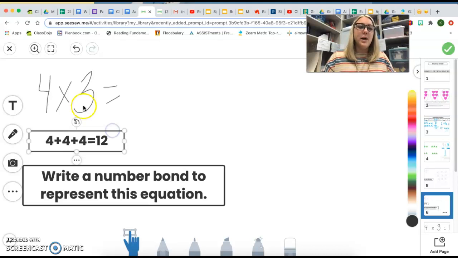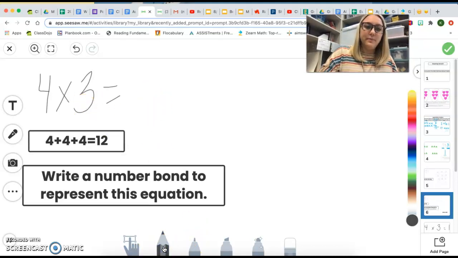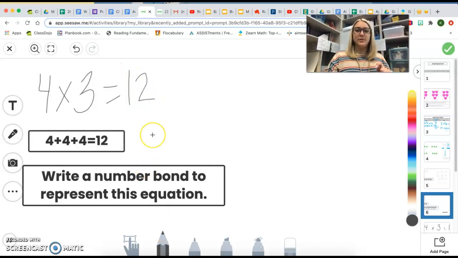So then we know that 4 times 3 is going to equal 12. Good job. So 4 times 3 is 12. So that's our answer. Now, we're going to learn something different. We're going to use a number bond, just like we did with addition and subtraction, but now we're going to do a number bond with multiplication. Now, this is something new, so I need you to focus and pay attention.